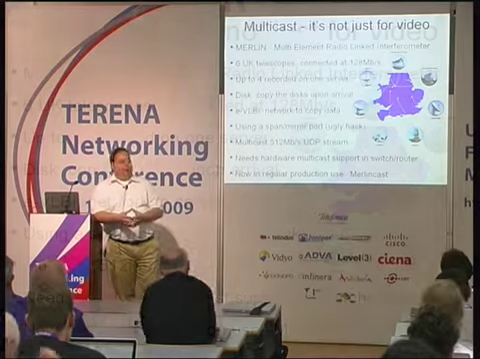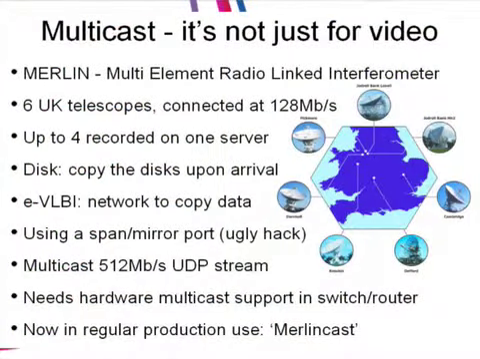Now, in the United Kingdom, there is the Merlin network. Merlin is the multi-element radio-linked interferometer. It's 6 radio telescopes linked through microwave links that each have 128 megabit. The interesting thing is these are fairly close together. Just as the long baselines are really needed to get a very accurate resolution, we also like the combination with short baselines, so we also get an overview of the large-scale structure of the objects that we're studying.